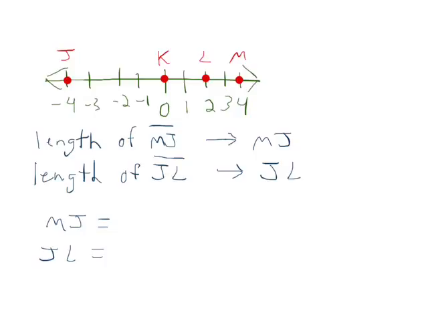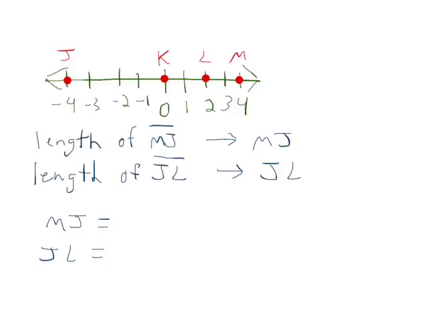With a number line, if we were to look at just a segment of this, so just a portion of it, we call that a line segment. So let's say we're looking at the segment from point J to point M. And let's say we wanted to know the length from J to M, or from M to J. So we're trying to find the length of MJ. And remember, when we're dealing with a segment, we put the segment symbol above it.